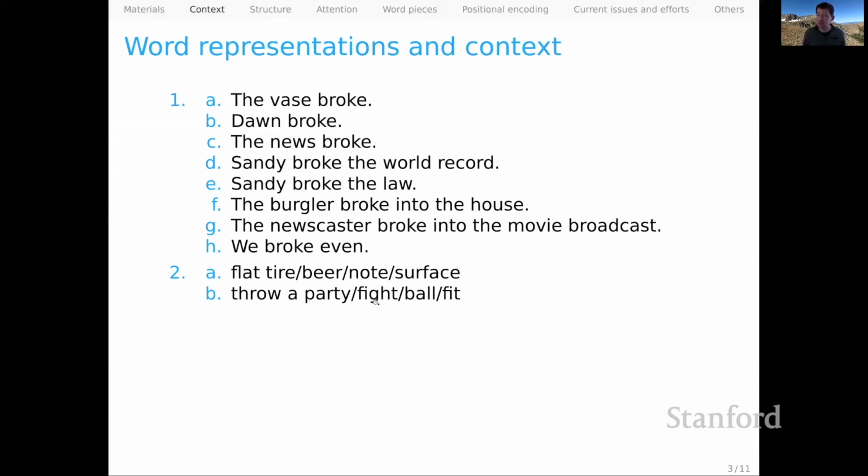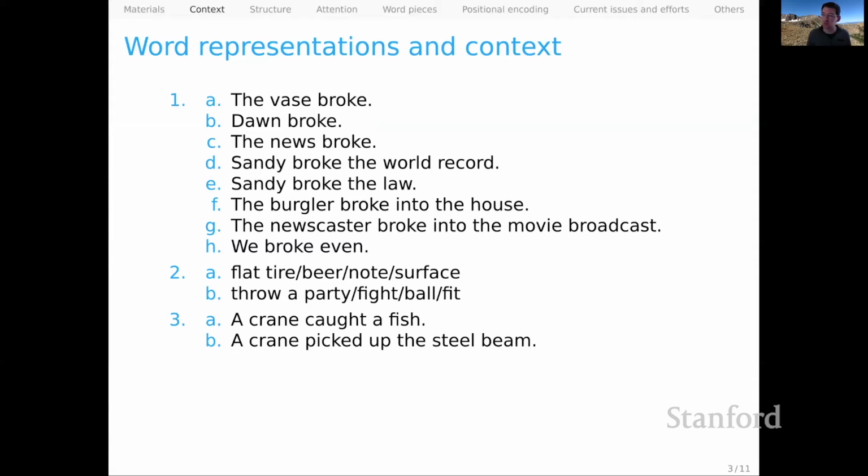And we can extend this to things that seem to turn more on world knowledge. So if you have something like "a crane caught a fish," we have a sense that the crane here is a bird. Whereas if we have "a crane picked up the steel beam," we have a sense that it's a piece of equipment. This seems like something that's guided by our understanding of birds and equipment and fish and beams. And when we have relatively unbiased sentences like "I saw a crane," we're kind of left guessing about which object is involved, the bird or the machine.